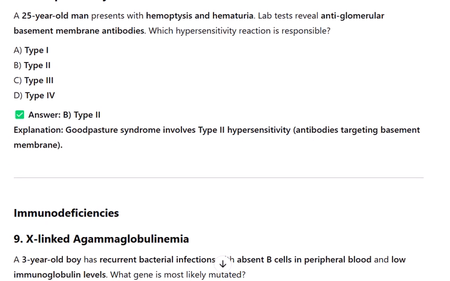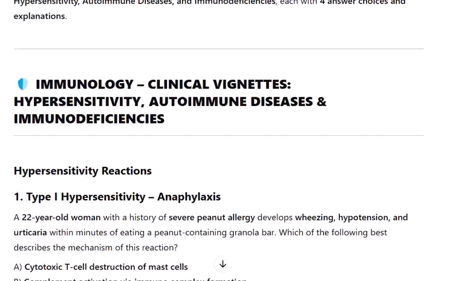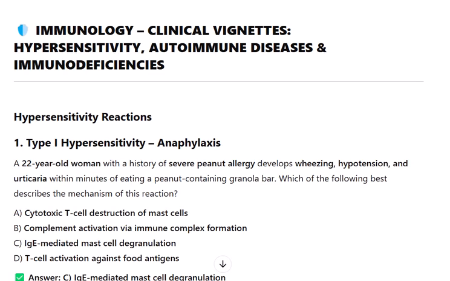Here are 15 Puerto Rico Medical Board-style clinical vignettes focused on immunologic disorders, hypersensitivity, autoimmune diseases, and immunodeficiencies, each with 4 answer choices and explanations. Immunology, clinical vignettes, hypersensitivity, autoimmune diseases, and immunodeficiencies. Hypersensitivity reaction. 1. Type 1 hypersensitivity.